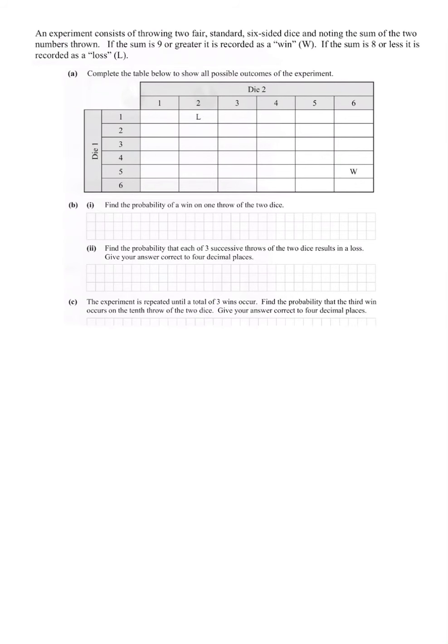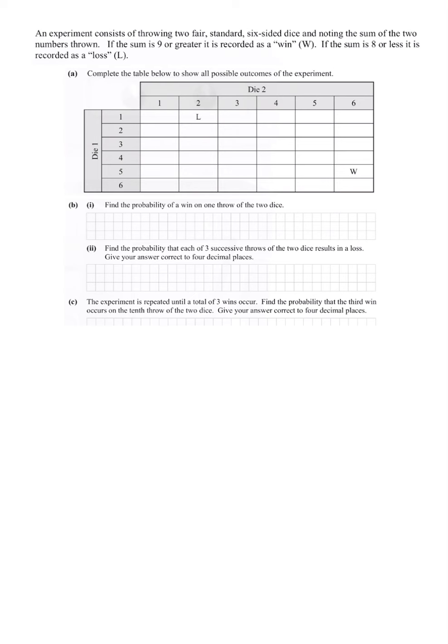In this question, we have an experiment consisting of throwing two fair standard 6-sided dice and noting the sum of the two numbers thrown. If the sum is 9 or greater, it is recorded as a win, and if the sum is 8 or less, it is recorded as a loss. And we need to complete the table to show all the possible outcomes of the experiment.